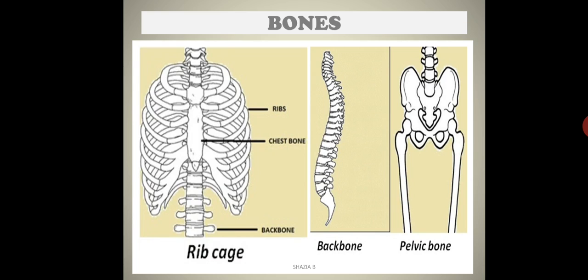And the next one is the pelvic bone. We have already discussed it in the case of the pelvic joint. This is the place where we are able to sit. It encloses the portion of the body below our stomach, and this is where we sit.